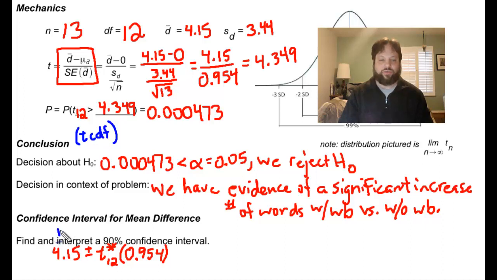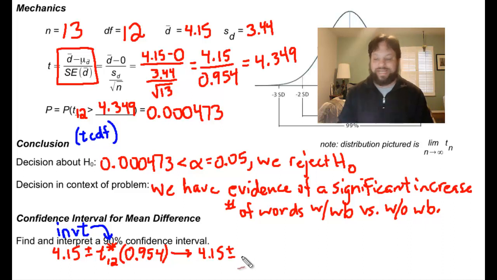And to find that t-star, what I suggest you do in your calculator, if you have a TI-84 or higher at least, is to use invT. Now be very careful when you use invT. You don't want to invT the 10%. Remember, you want to invT half of that. So what we should end up with here is 4.15 plus or minus. If you do the correct invT, and I do want you to pause this video and try it on your own, but if you get the same thing I did, that critical value was 1.782. That's what I found. And then, of course, multiply that by our standard error.